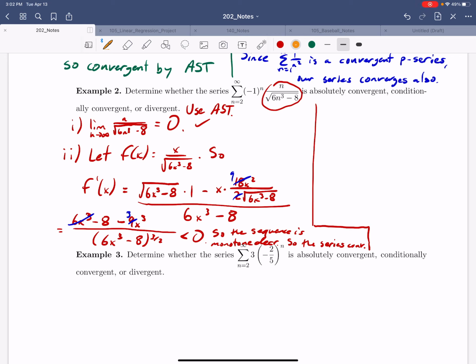Hey everyone, let's finish example 2, where we wanted to determine whether this series in question was absolutely convergent, conditionally convergent, or divergent. Well, we found using the AST, the alternating series test, that it was convergent, so the question is just, is it absolutely convergent, which is to say, does this converge, or is it conditionally convergent? Does that diverge? So let's consider that series.